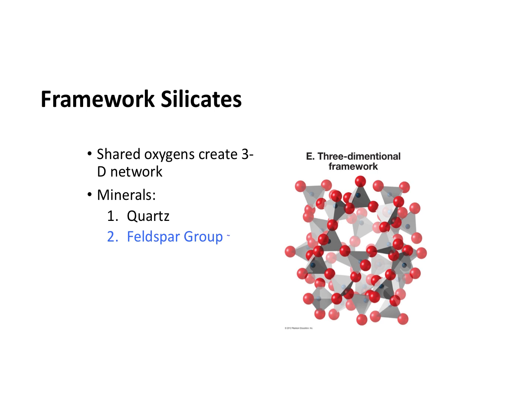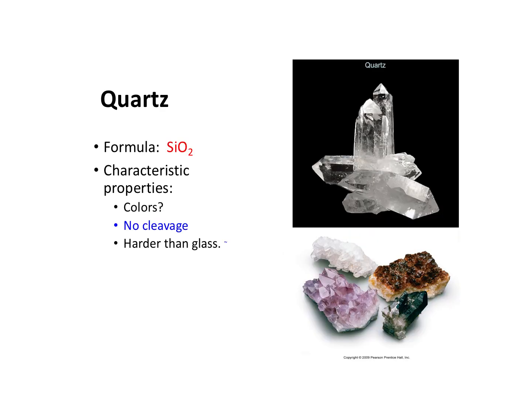Then we have framework silicates where all of the oxygens are being shared. In this case, we're going to cover one particular mineral and then a mineral group. So quartz is a framework silicate, or a three-dimensional framework, and the feldspar group contains three minerals that we're going to talk about that are also in this structure. So we're going to start out with quartz.